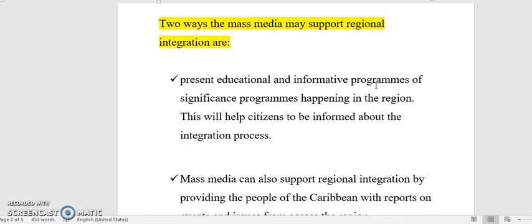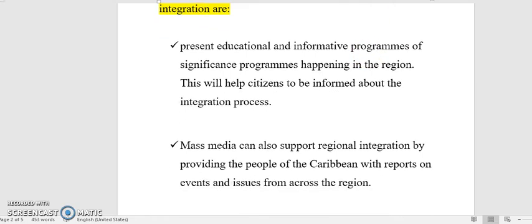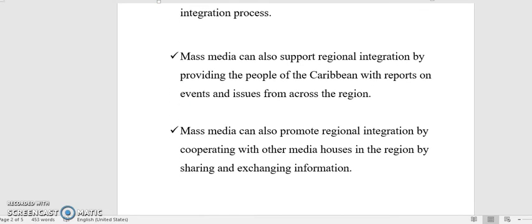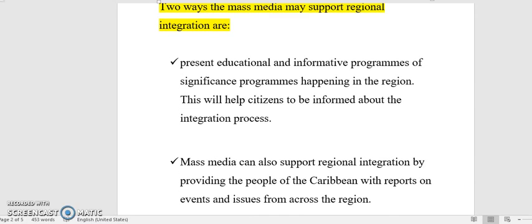Mass media can also support regional integration by providing the people of the Caribbean with reports on events and issues from across the region. For example, recently Barbados removed the Queen as head of state, so the mass media could carry this news because it is news of significance, right? So that other Caribbean countries can know what is happening in Barbados.